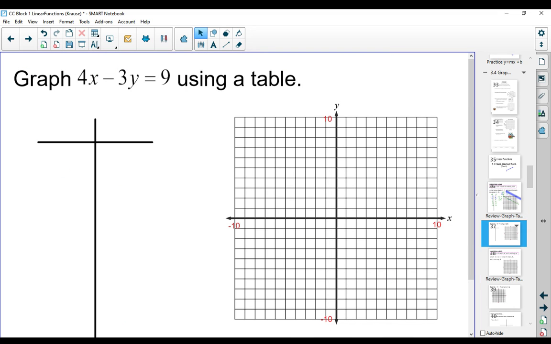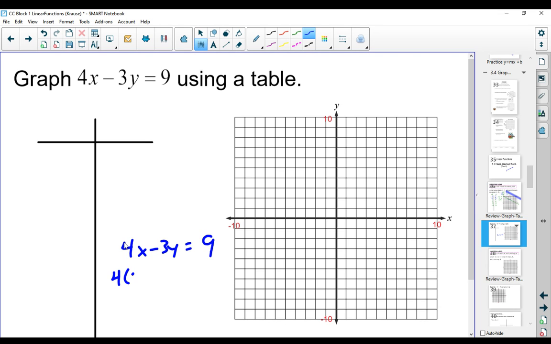All right, so I'll get you to try this one on your own. Actually, maybe I'll do this one with you. Here we've got 4x minus 3y equals 9. We're going to use a table. There's a couple different ways you can do this. You can rearrange your equation to begin with, or you can sub in values for x and then solve for y. If we leave the equation as is, I can pick any value of x that I want. I like to start with the easiest one, and that would be 0.